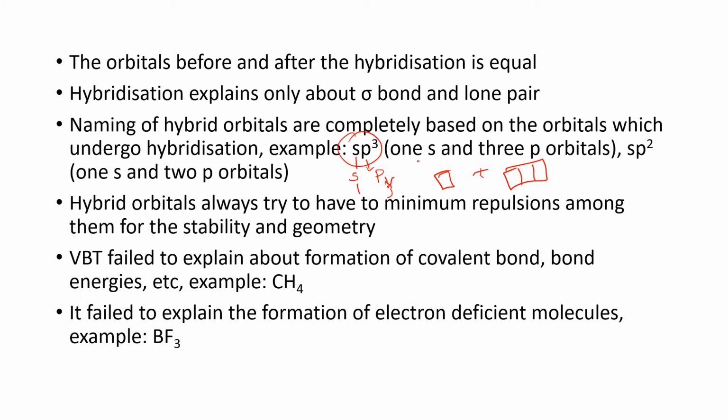Okay, so next, the hybrid orbitals always try to have the minimum repulsions among them for stability and geometry. Repulsions means the repelling forces among these orbitals. In the case of hybrid orbitals, they have minimum repulsions. If there is minimum repulsion, the atoms or molecules will be a little bit more stable, and as a result, the geometry and stability are also possible in the case of hybrid orbitals.